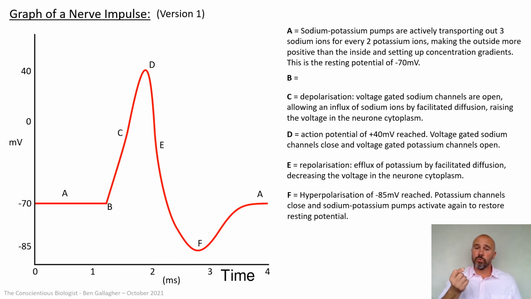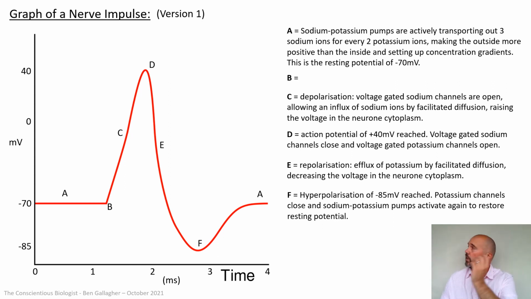where the potassium channels close at -85 and the sodium potassium pumps reactivate, start kicking out all the sodium that flooded in at C, to start pulling back in all the potassium that flooded out at E, to get things back where they should be, which takes us back up to A. So this just repeats round and round.